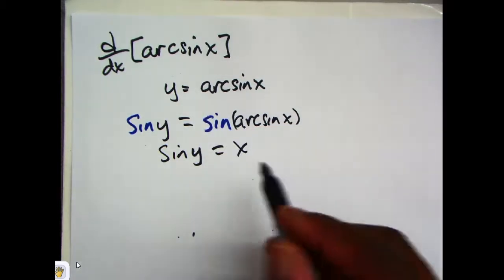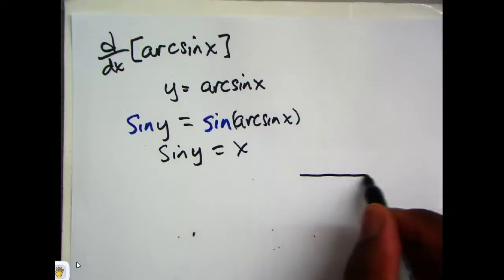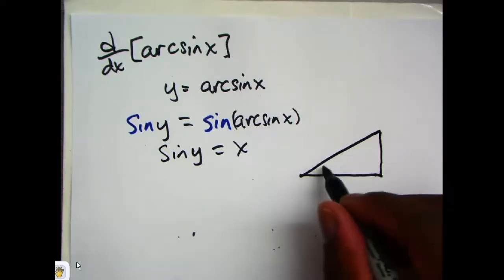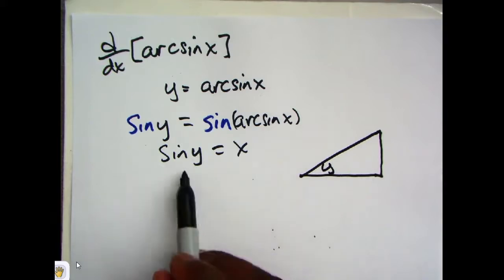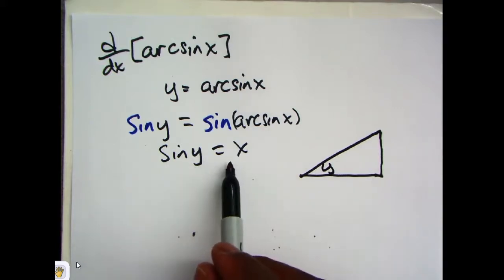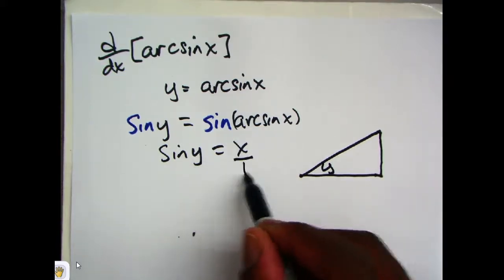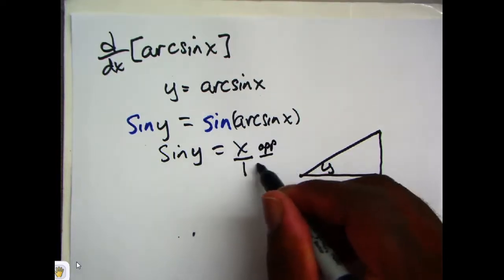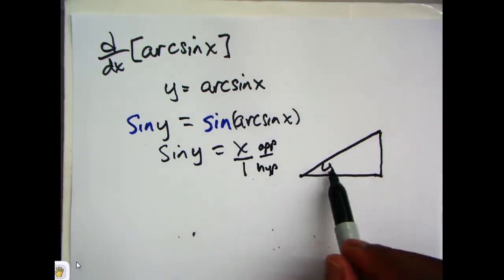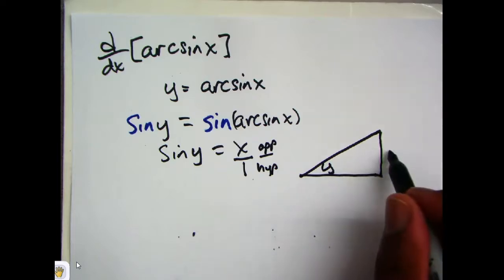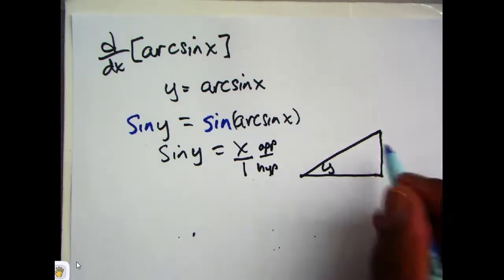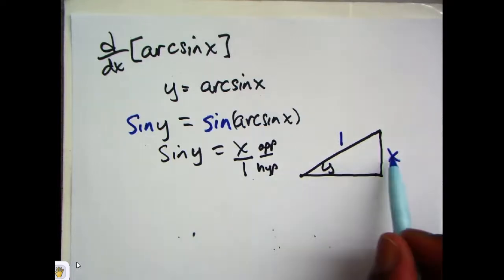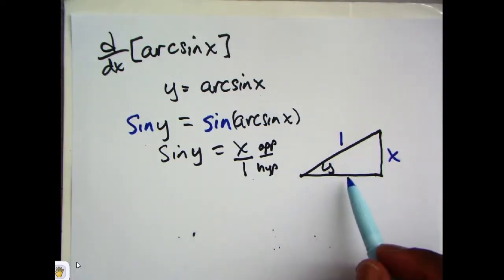Okay, so here we're going to start with a right triangle. We have an angle y. So here we know that sine of y is equal to x. Well, sine of y is x over 1. Sine is opposite over hypotenuse. So if this is angle y, then our opposite is here, and our hypotenuse is 1. So sine of y is x over 1, sine of y is x.